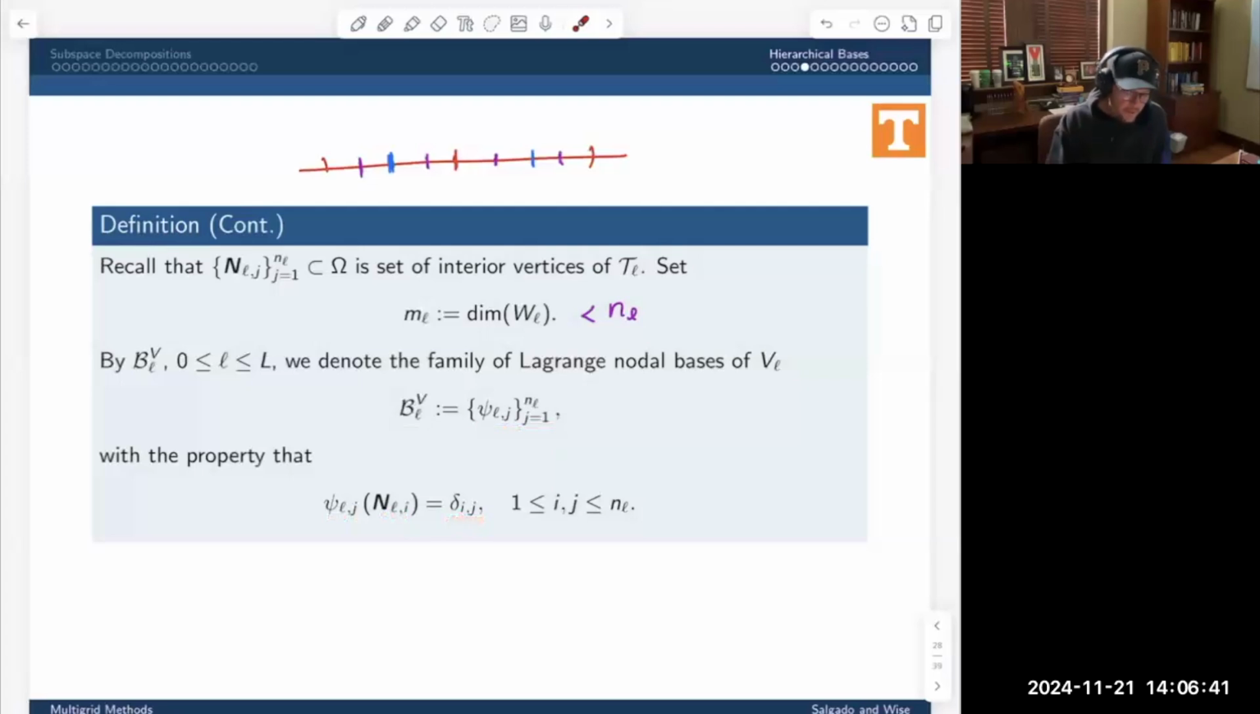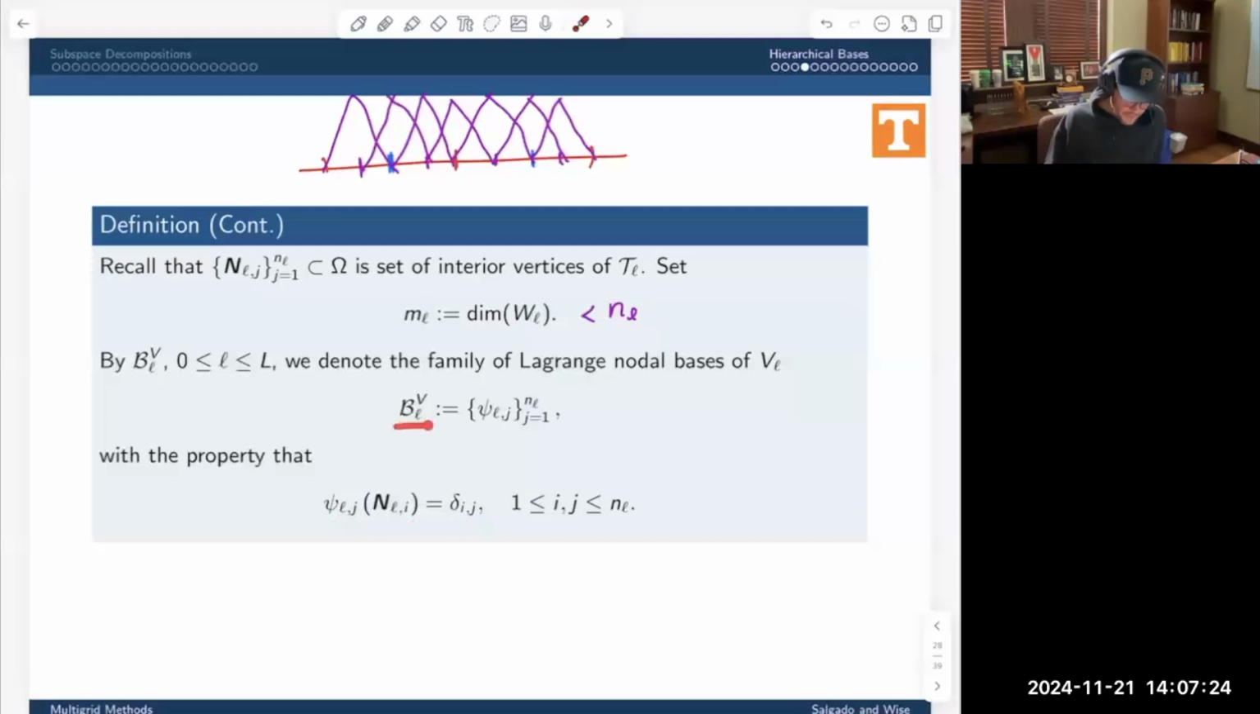In other words, these basis elements are 1 and 0. This guy here is 1 at this node, and it's 0 at all other nodes. And this guy is 1 at this node and 0 for all other nodes. All right, so that's a way of characterizing what this nodal basis function looks like. Even though I characterize it at nodes, it is a function.